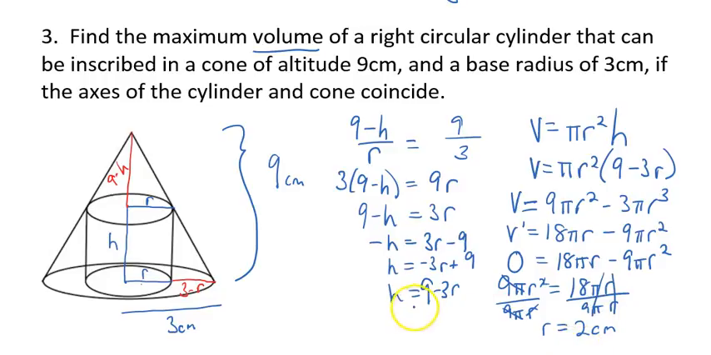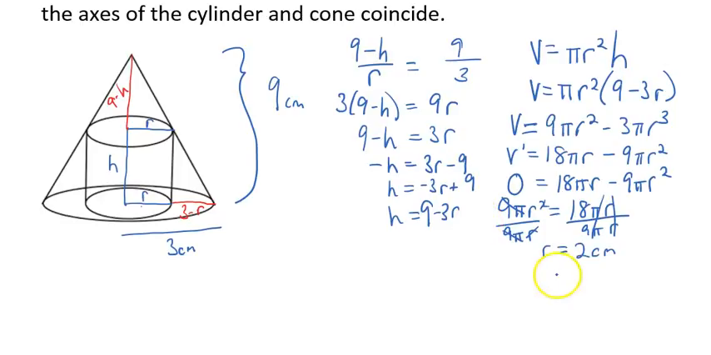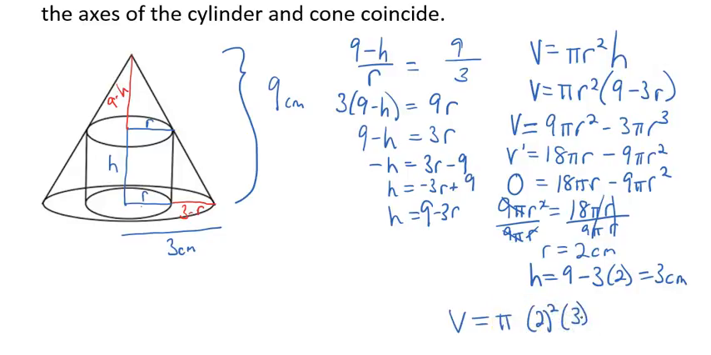And if I plug back in, my height would be 9 minus 3 times 2. So my height would be 3 centimeters. And since the question asks for the maximum volume, I just have to figure out, now that I know those two numbers, what the volume would be. So the volume would be pi r squared times height, which would be about 12 pi cubic centimeters.